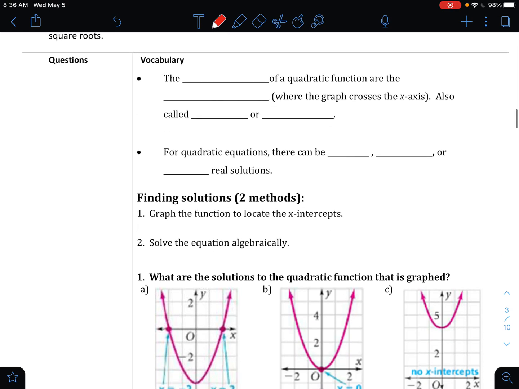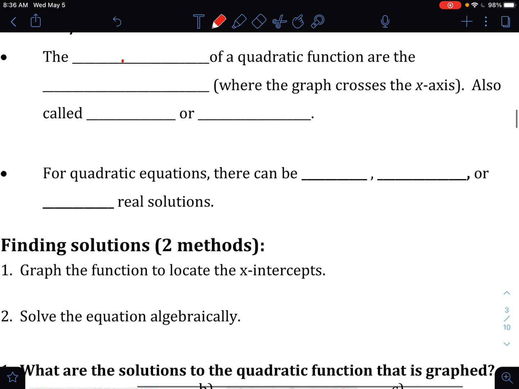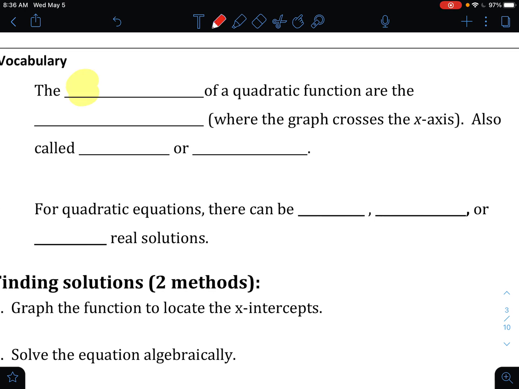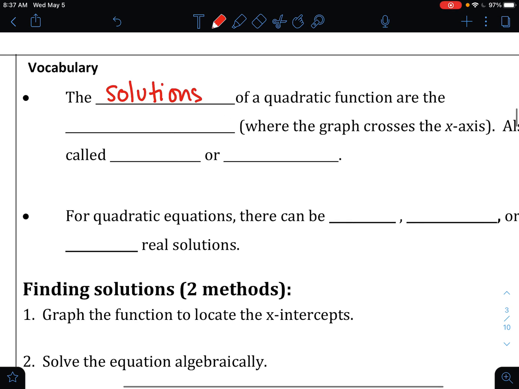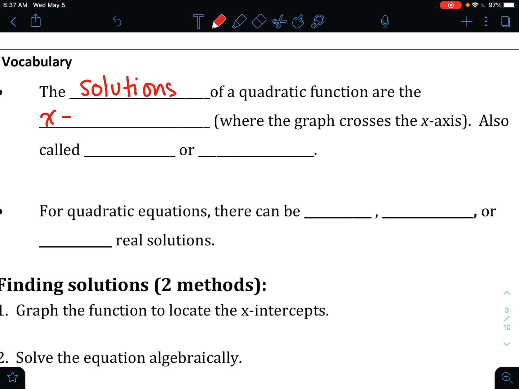So I am beginning here with a little bit of vocabulary that will help set up some of the meaning behind this. The first blank I'd like you to fill in would be the word solutions. Okay, so the solutions of a quadratic function are the x-intercepts. Next blank would be x-intercepts.